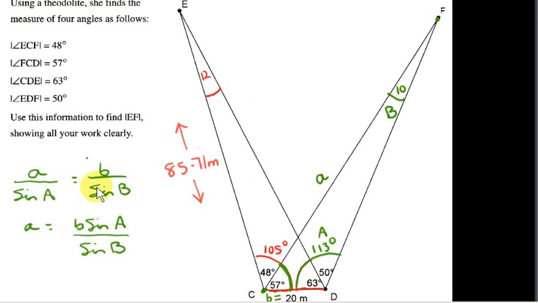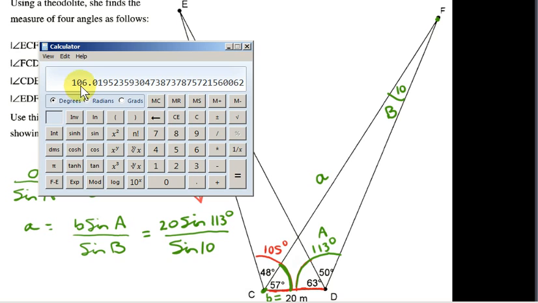So as before, we apply the sine rule to find A. So little b is 20. Capital A is 113 degrees. This is divided by the sine of B, which is 10 degrees. To two decimal places, we get 106.02 meters.